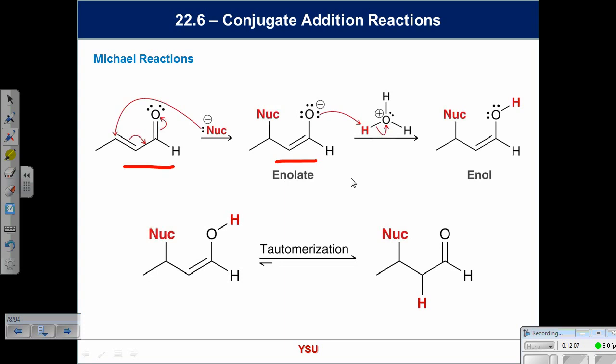That enolate is in the presence of acid. You do these reactions often in protic solvents. So it will pick up a proton, even if it's from water or methanol, something like that, and it will give you the enol. And that's fine.